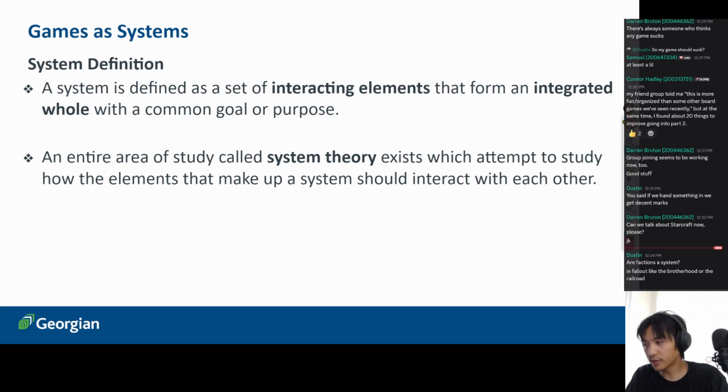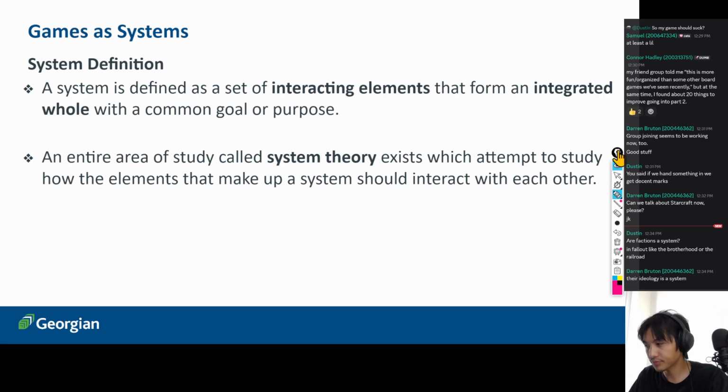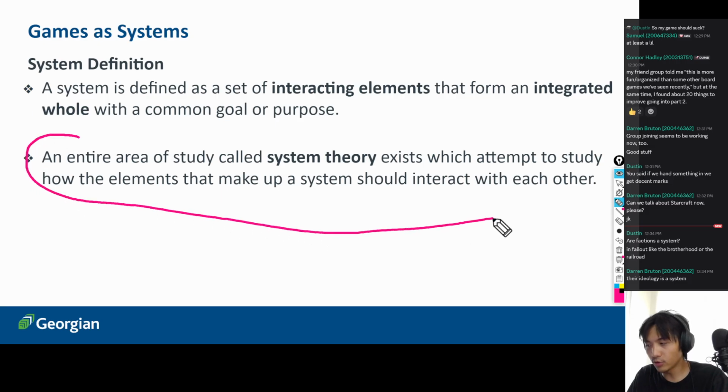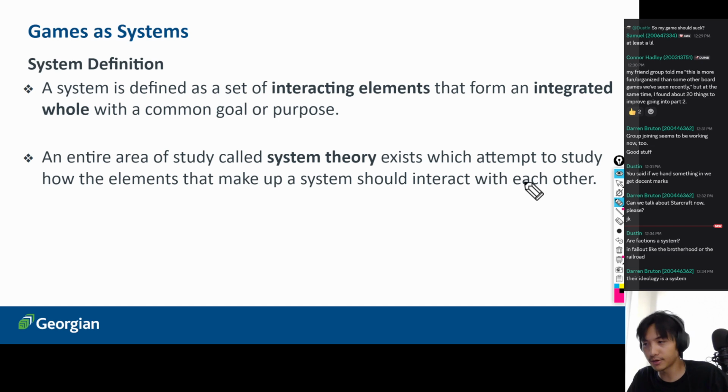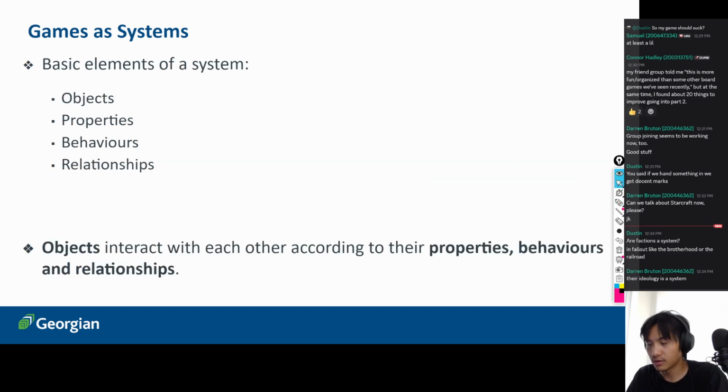So when we're talking about systems design, we're talking about something that is designed to work together, or pieces that are supposed to work together. There's a whole area of study around this that talks about how things should interact together and the dynamics of that. The basic elements of any system, and this will probably help you define what is a system and what isn't.